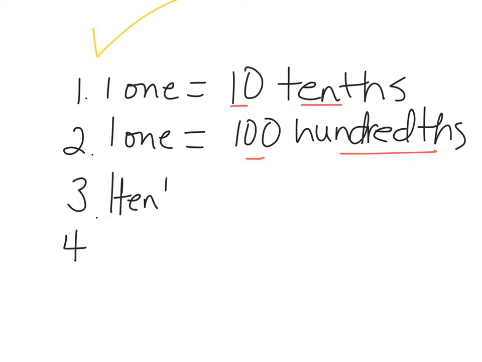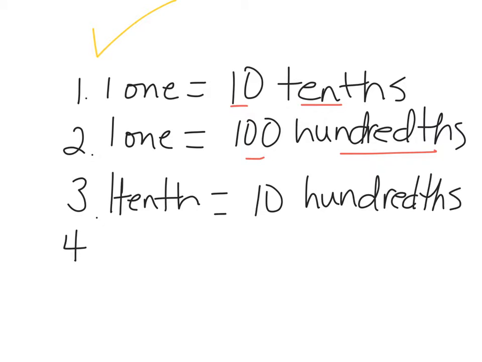1/10 on number 3 equals how many hundredths? So just remember, every little teeny one is 100th. So 1/10, which is a row of 10, is going to equal 10 hundredths.